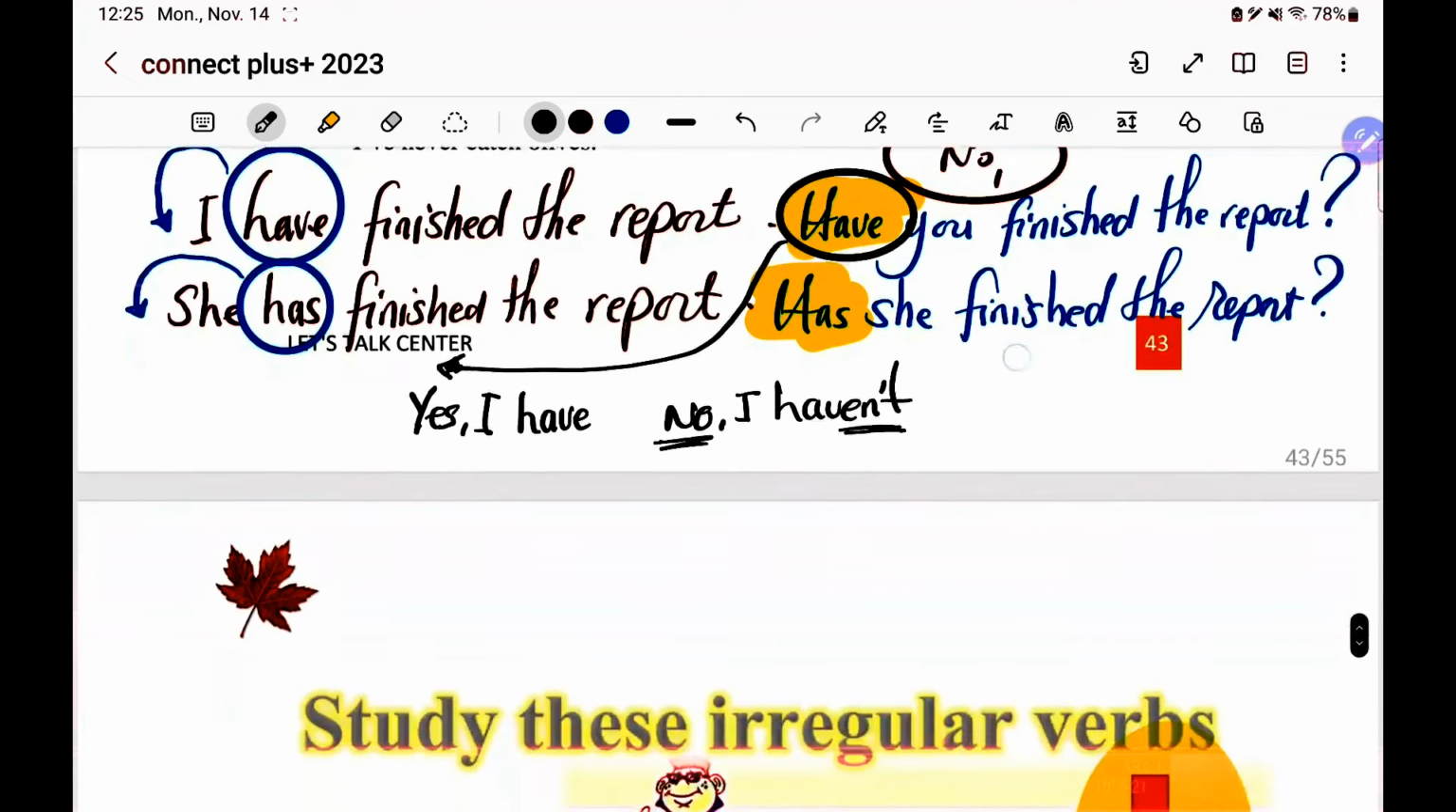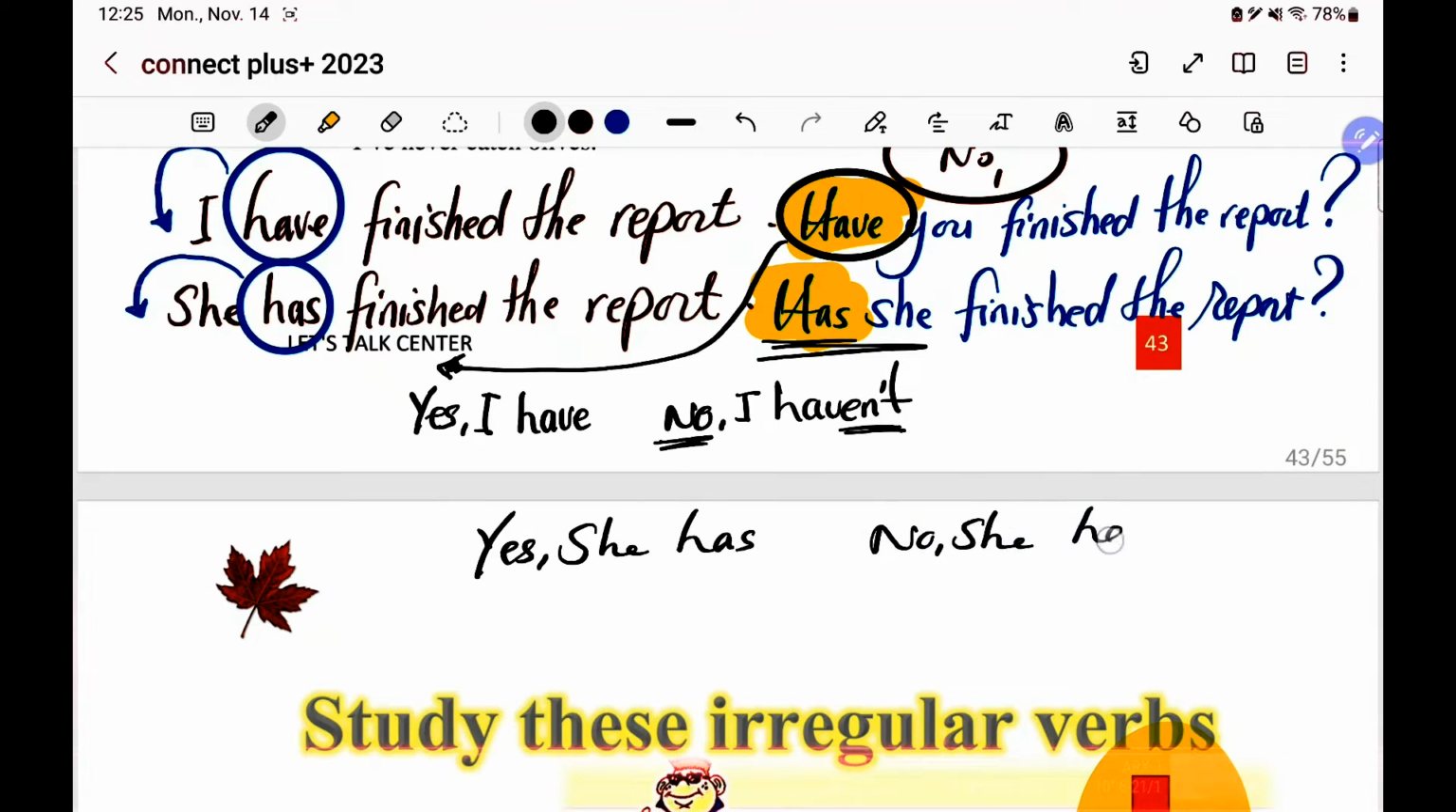طيب جاوب لي انت بقى على السؤال التاني. Has she finished the report? Perfect. يبقى yes, she has or no, she hasn't. Excellent. There you go. So now we know how to form a yes/no question. All right. What about WH questions? And what's the difference between WH questions and yes/no questions? ايه الفرق ما بين WH question and the yes/no question?